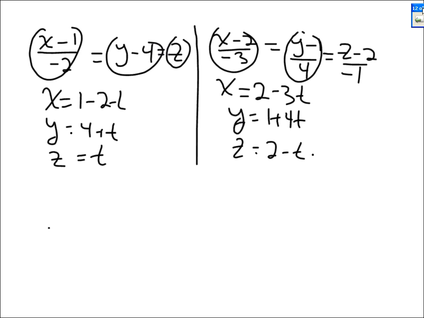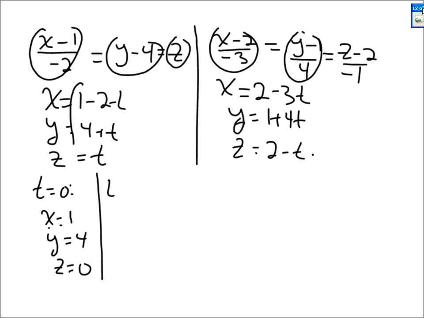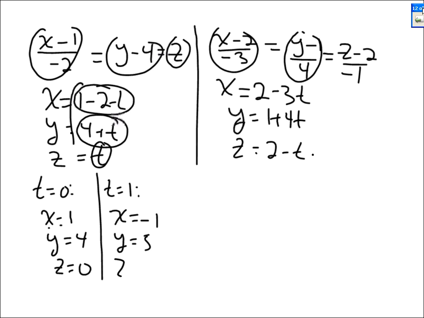I want to find a normal vector. That's my whole goal here, to find a normal vector. So I need to find some points on each of these lines. If t is 0, then x is 1 and y is 4 and z is 0. So I found one point. If t is 1, 1 minus 2 times 1, 1 minus 2 is negative 1. 4 plus 1 is 5. And z is 1.